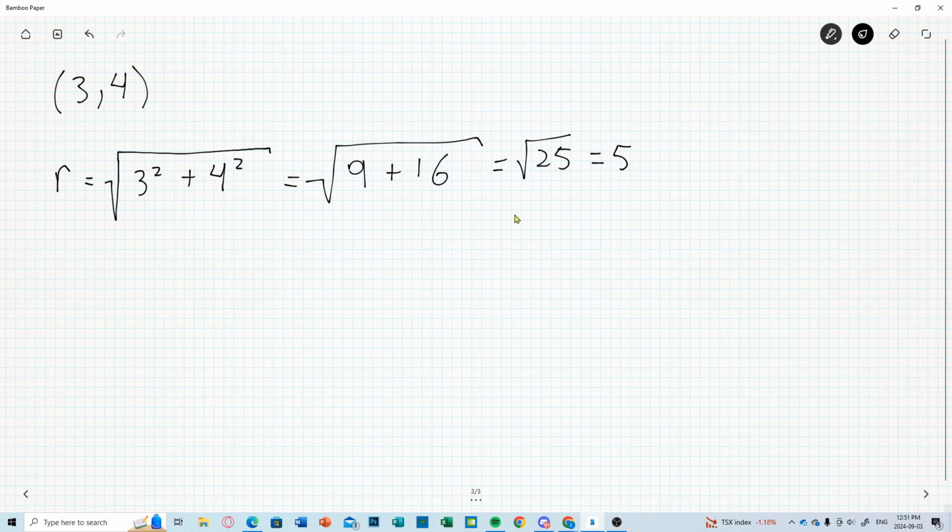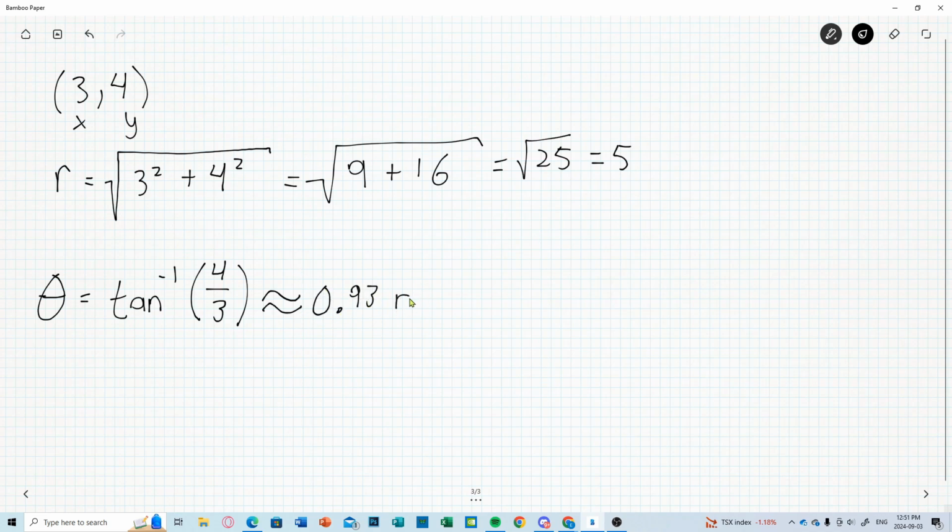which lets us know that our r is going to be equal to 5. And the next thing we're going to have to do is find our theta, which is going to be equal to the inverse tan of y over x. And our y here is our 4, so we're going to have 4 divided by 3. And we're going to use radians for this example. And we know that we just plug this into a calculator because we don't have it memorized, and this will give us 0.93 radians.